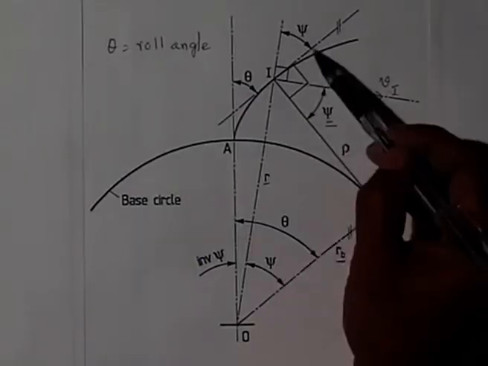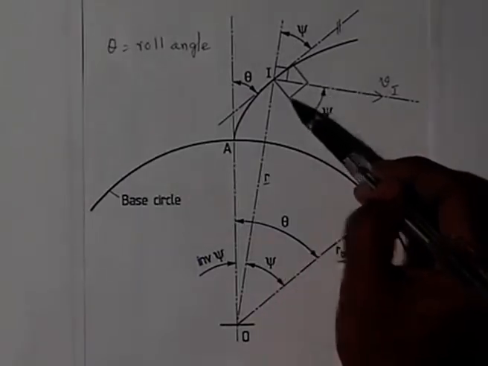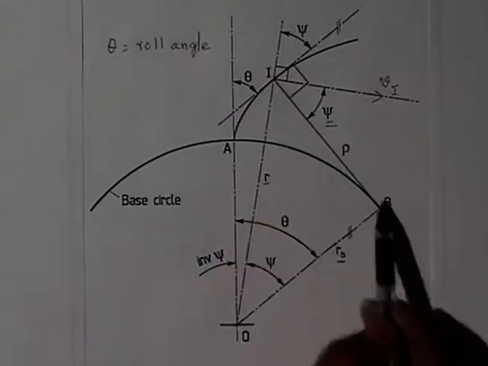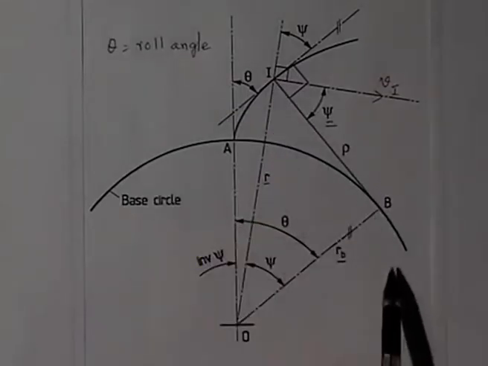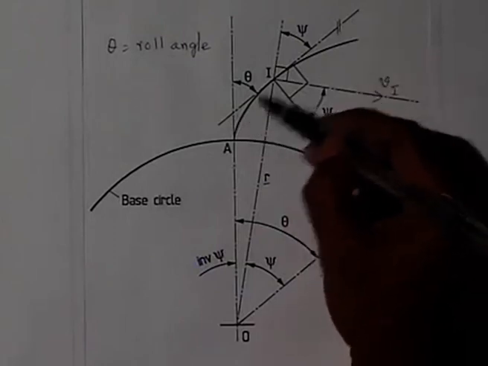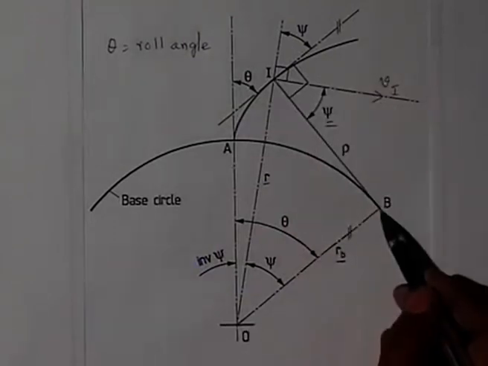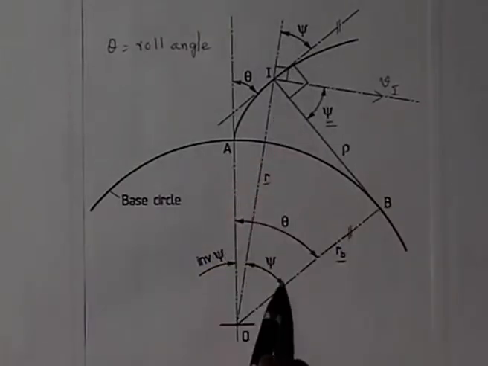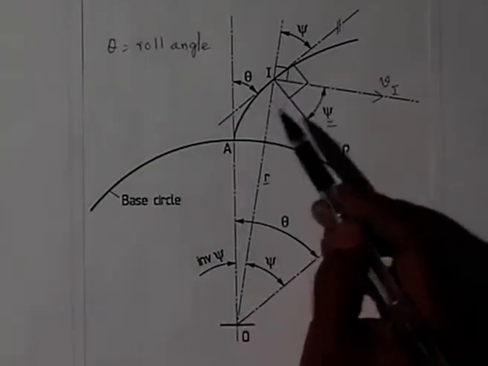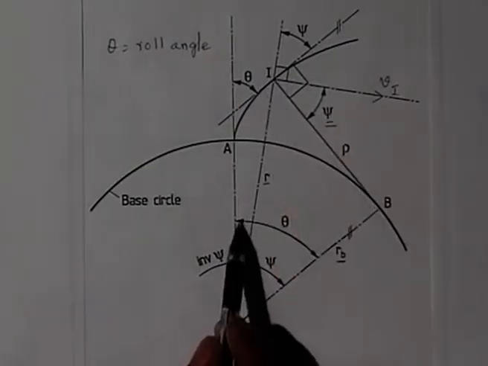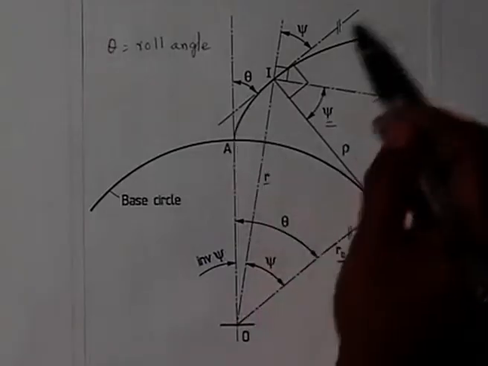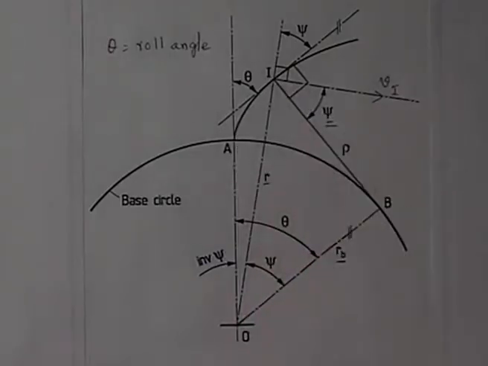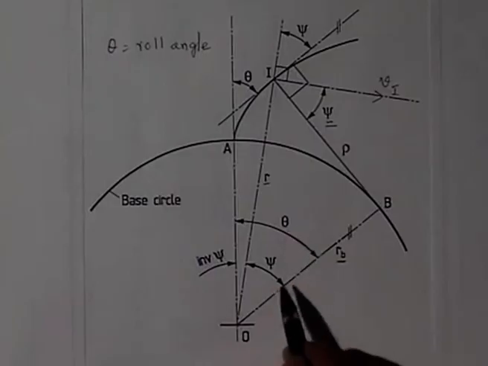This is normal and this is the tangent, so this angle is 90 degrees. This is also perpendicular to this string BI, which is tangent to the base circle. So, this line, the tangent at I, and this radius OB are parallel. So, if this angle is psi, then this angle is also psi. Similarly, if this angle is theta, this angle is also theta, because this line is parallel to this line. So, theta is the roll angle and psi is this angle.